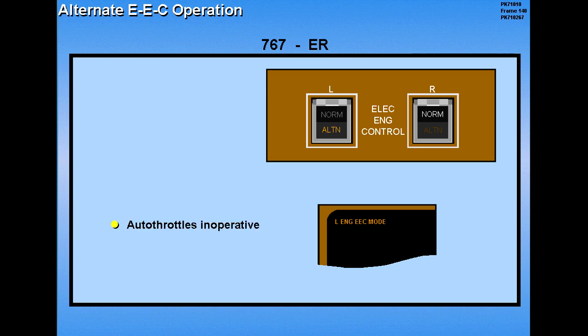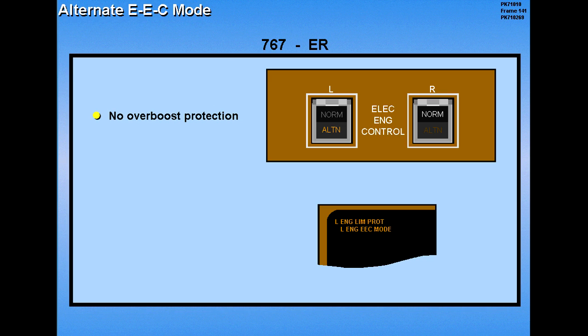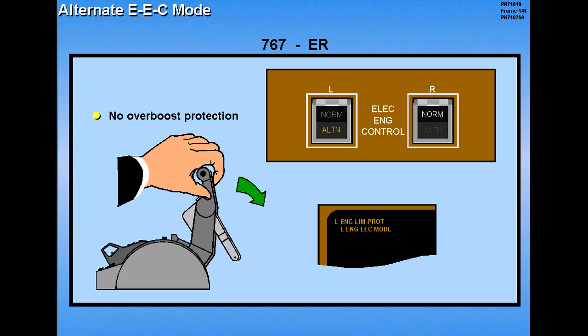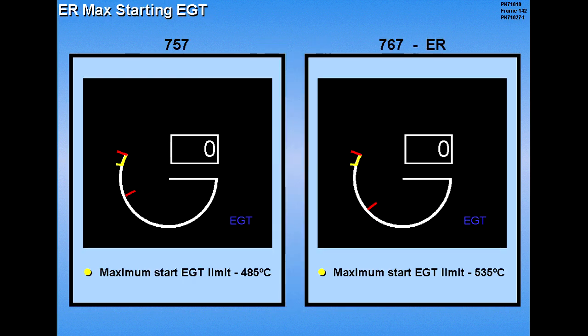When the EEC is operating in the alternate mode, the auto throttles are inoperative. In addition, there is no overboost protection in the alternate mode. This is indicated by the engine limit protection caution message appearing when the throttles are advanced into the overboost range. However, N1 overspeed protection is still provided. The maximum starting EGT limit for the Pratt & Whitney 4060 is 535 degrees centigrade.